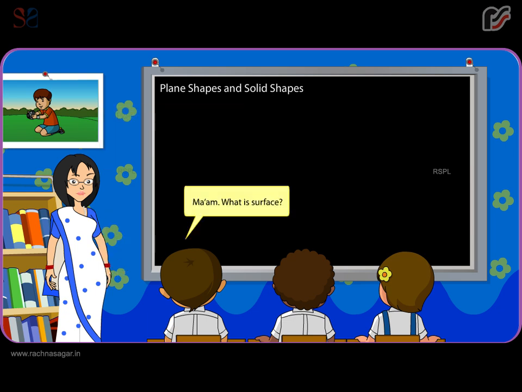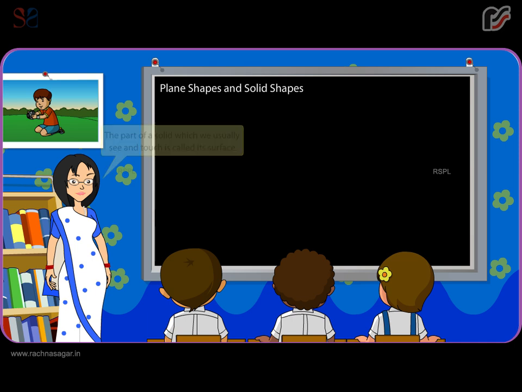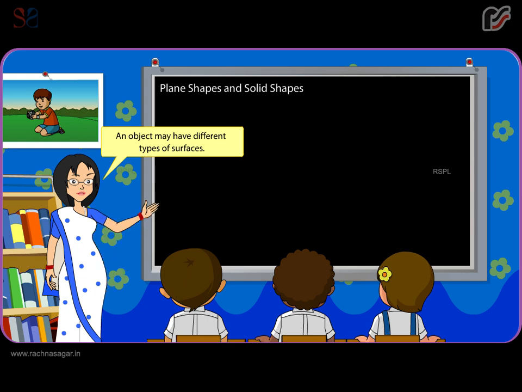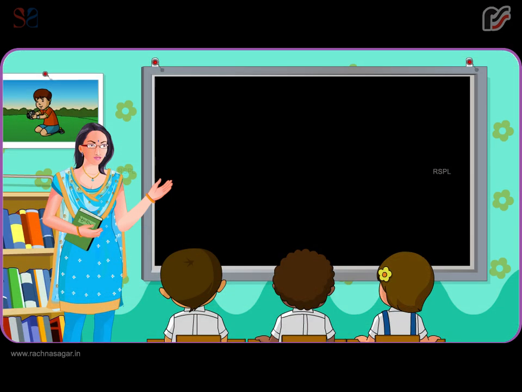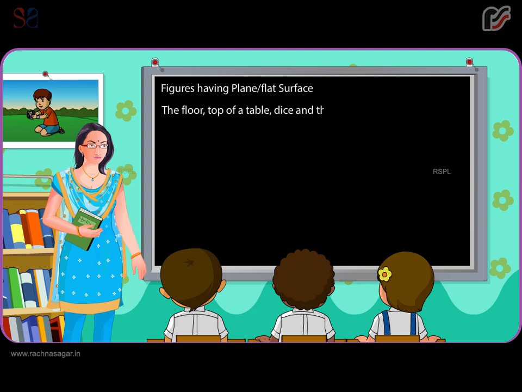Ma'am, what is surface? The part of a solid which we usually see and touch is called its surface. An object may have different types of surfaces. Figures having plane or flat surface. The floor, top of a table, dice, and the blackboard have only plain flat surfaces.